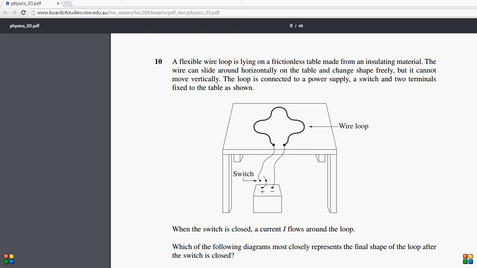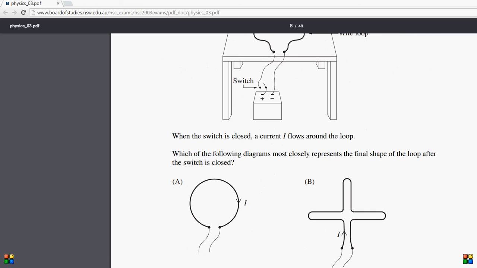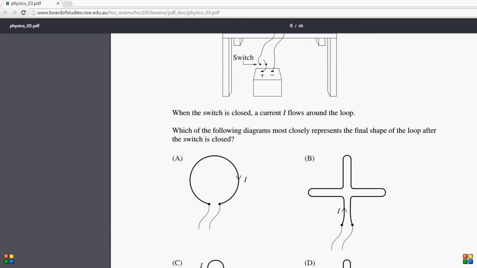Okay, question 10. A flexible wire loop is lying on a frictionless table made from an insulating material. The loop can slide around horizontally and is free to change shape, but cannot move vertically. The loop is connected to a power supply, a switch, and 2 terminals fixed to the table below. When the switch is closed, a current I flows through the loop. Which of the following diagrams most closely represents the final shape of the loop after the switch is closed?